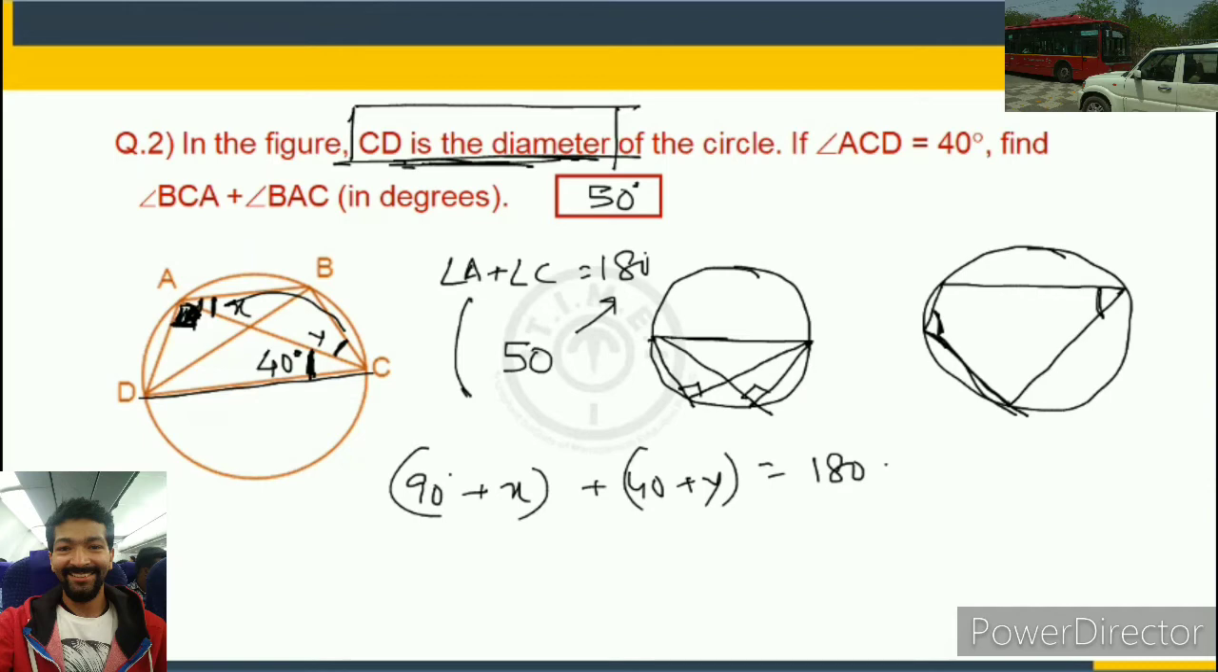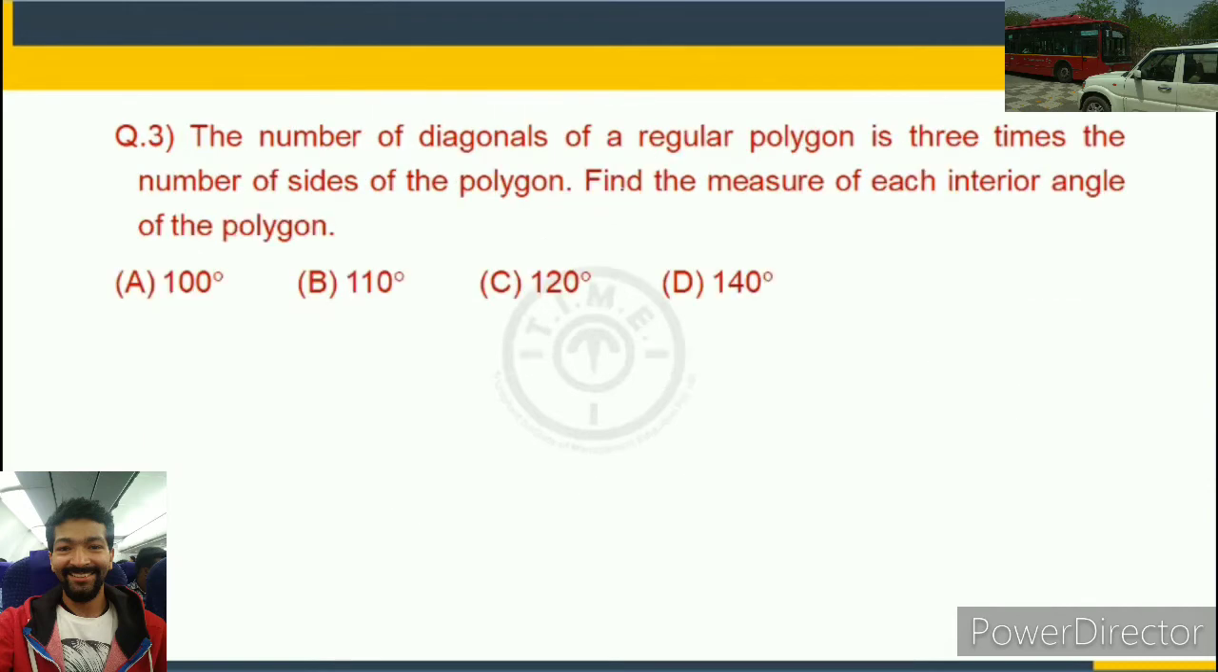Okay, next question. Very easy question. Please try a few. I'm sure that you must be aware of the formula for the number of diagonals. Try to plug in the formula and solve this question. Just to give you a hint, if anyone is not aware of, or if you do know, tell me the formula, please, all of you.